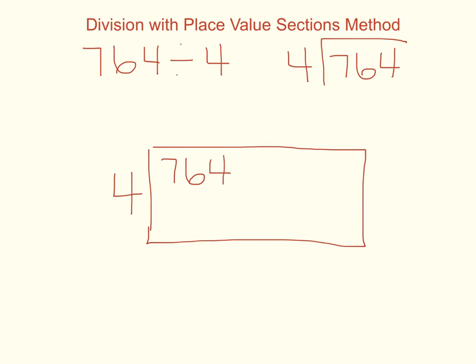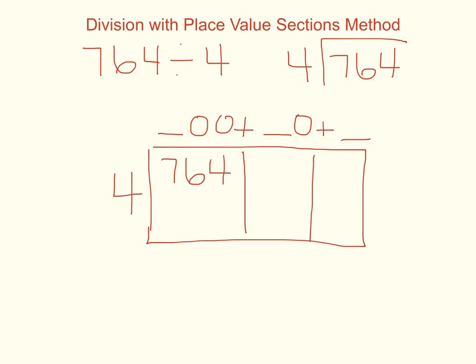Because my dividend has 3 place values, hundreds, tens, and ones, I'm going to start by dividing my rectangle model into 3 sections. My hundreds, plus my tens, plus my ones.